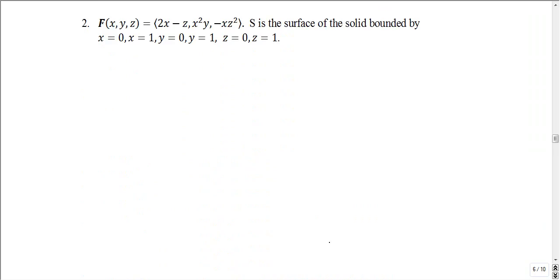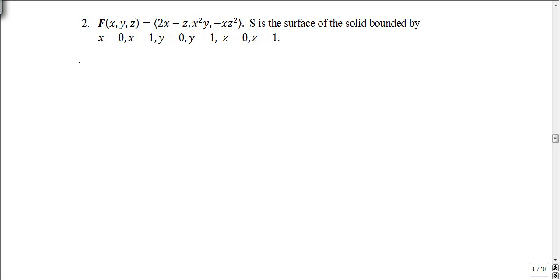This one now. So you have this vector field. What is S? It is the surface of the solid bounded by these planes. What type of solid is that, by the way? Not a square, it's in 3D. Cube. Right? Okay. So we have to integrate over this cube. Okay, let's do the div thing.